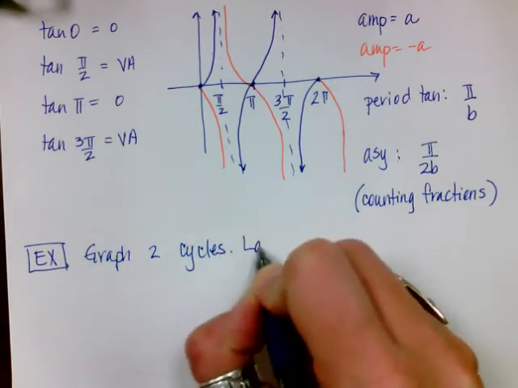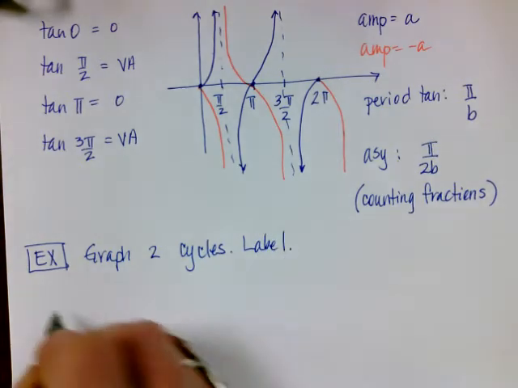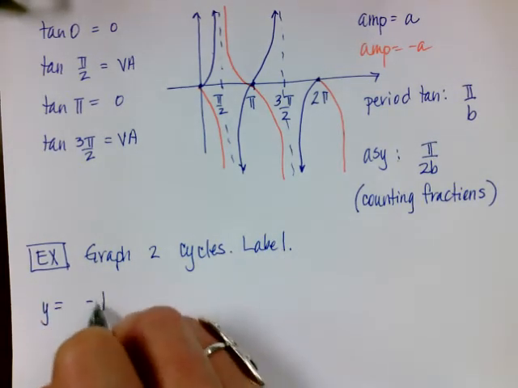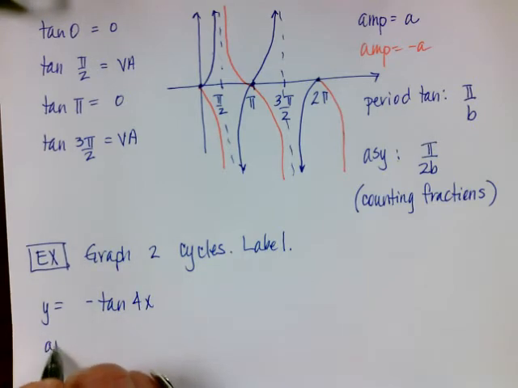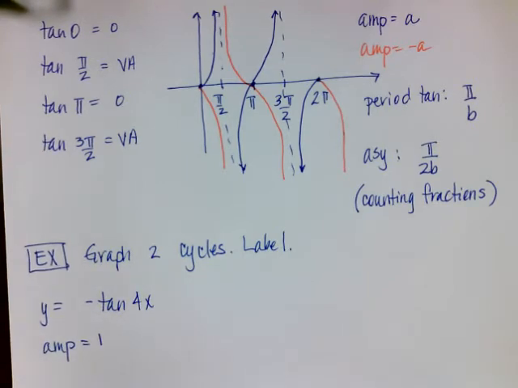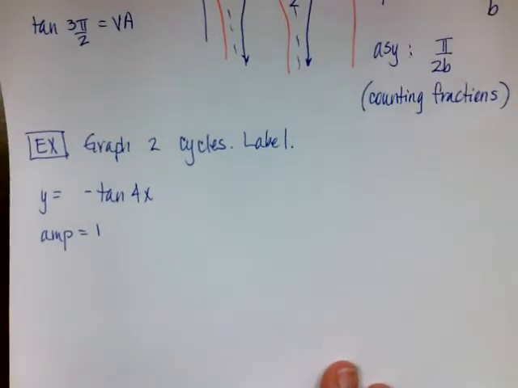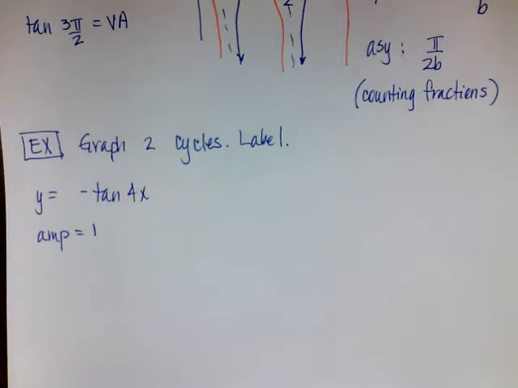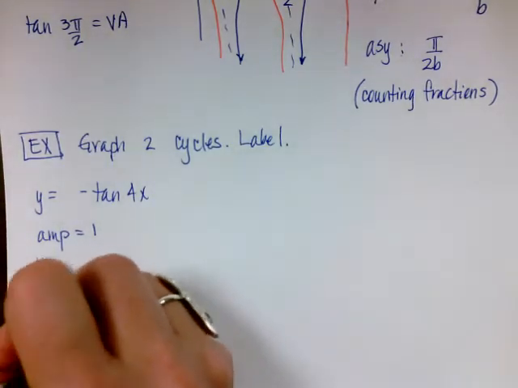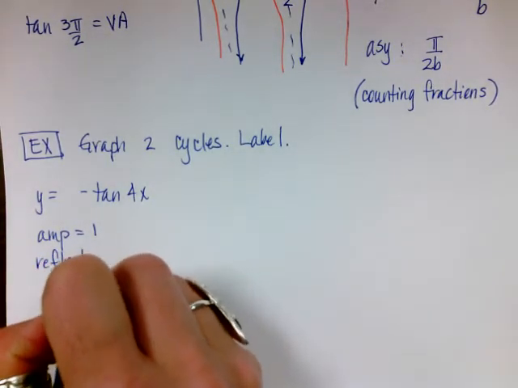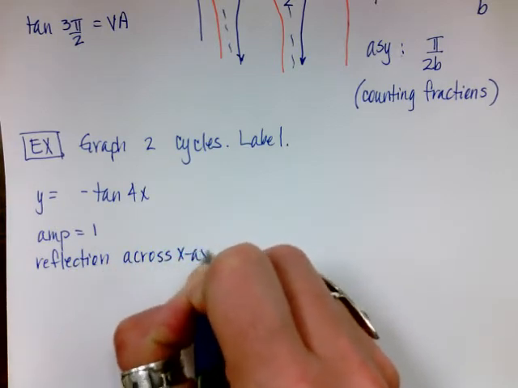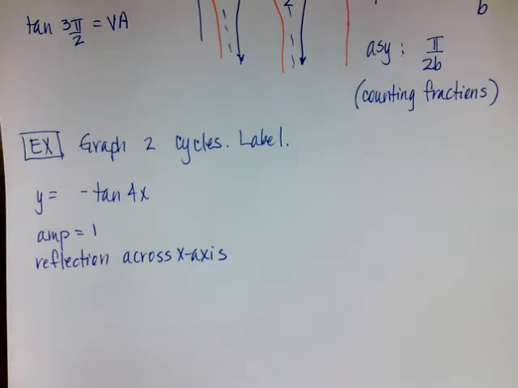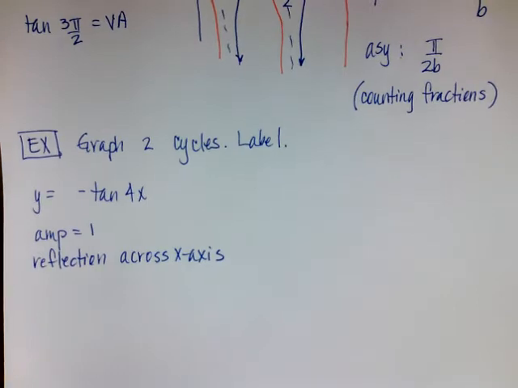And of course I want to label well, okay, and I'm going to have y is equal to a negative tangent 4x. So my amplitude is 1, so I can still talk about the amplitude, although it's really not very descriptive because my graph continues forever up. I do have a reflection across the x-axis, and I'll actually graph this one in my calculator for you.